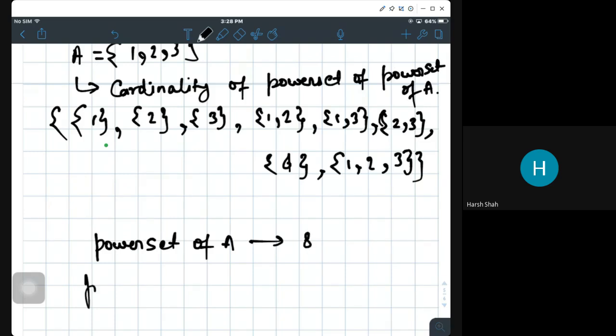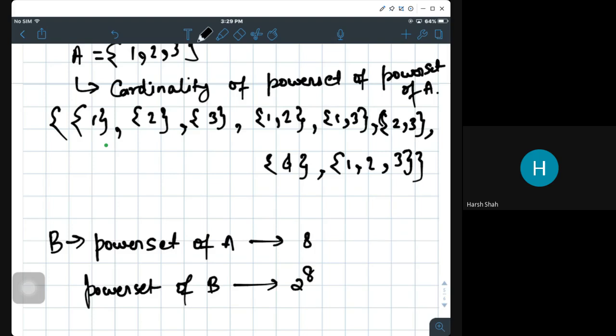Now what will be the cardinality of the power set of A? Basically, let me take this power set as B. Consider a set B that has 8 elements. Now what will be the power set of B? It will be 2 to the power of 8. Right? I hope that this concept is clear.